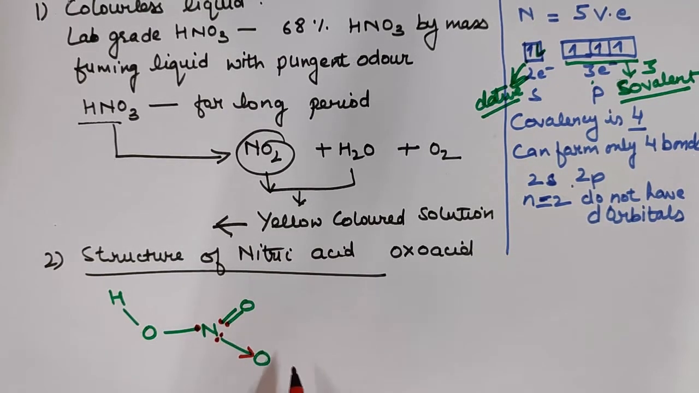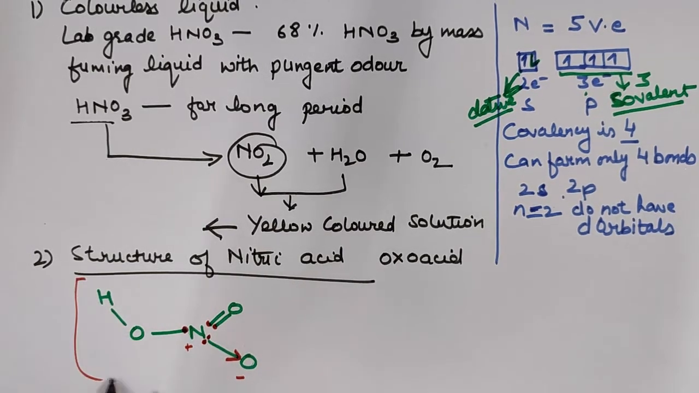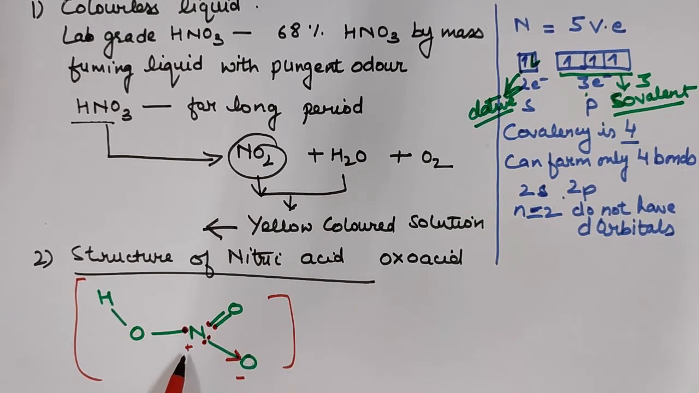When it is donating, at that time the oxygen will get a negative charge because it is getting the lone pair, and the nitrogen a positive charge. But overall when you look at the molecule, because one positive and one negative are there, they will cancel each other, so overall it will be neutral.